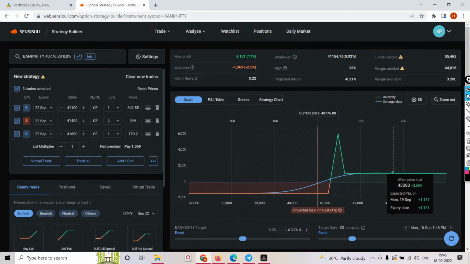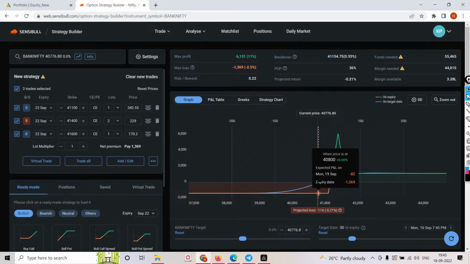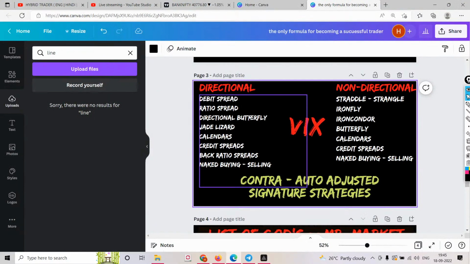Okay, so upside you do not have any loss. You have locked your profit on the upside. Just in case the market keeps going down, you know how to reduce this loss. You just have to get in with all your so-called adjustments. So we have discussed debit spread, ratio spread, butterfly, jade lizard.